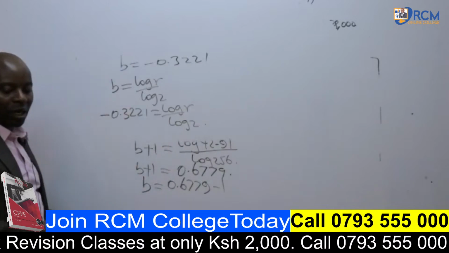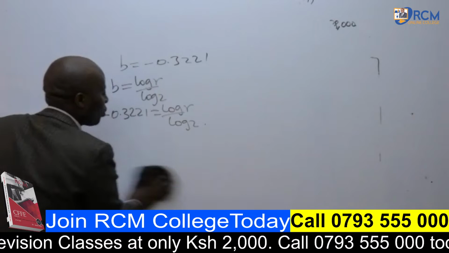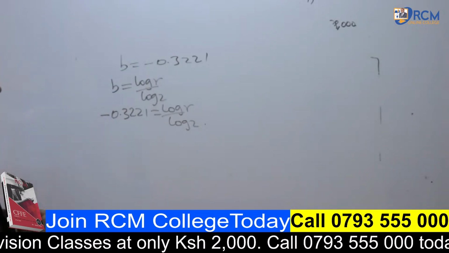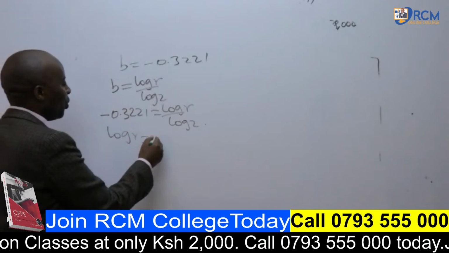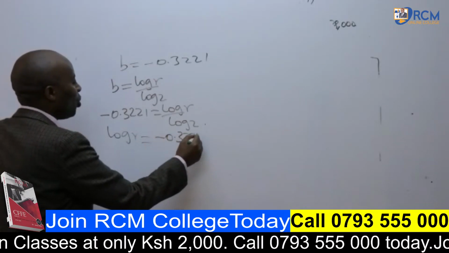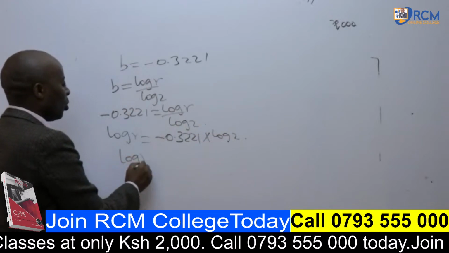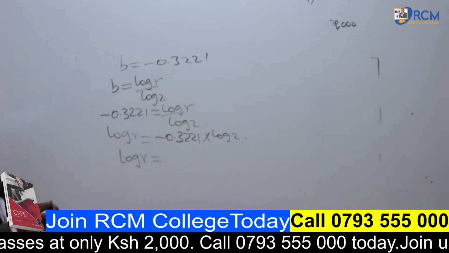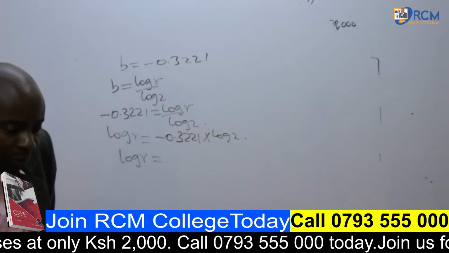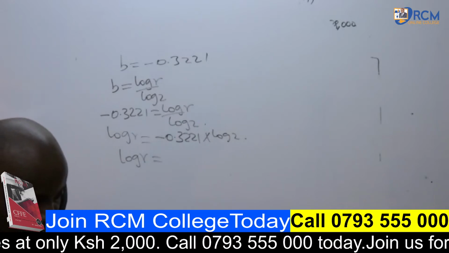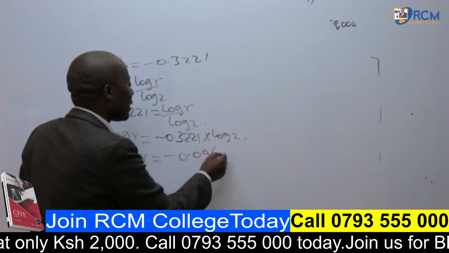So now make log r the subject of the formula. So the log r here will be equal to minus 0.3221 times log of 2. Therefore, log r will be equal to what? Could you kindly multiply this for me? Kindly take this times log 2. Give me an answer. Somebody is giving me minus 0.0969.